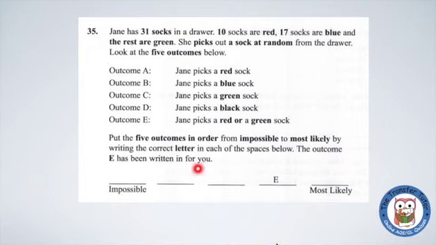The outcome E has been written in for you. So we can see that E is a situation which is possible and quite likely, but not the most likely in the situation. So we have these outcomes and we need to place the letter in each of the spaces ranging from impossible to most likely. Now at this stage you might want to pause the video and take it offline, work through the question, see how you get on, and then check back and see if you got it right.